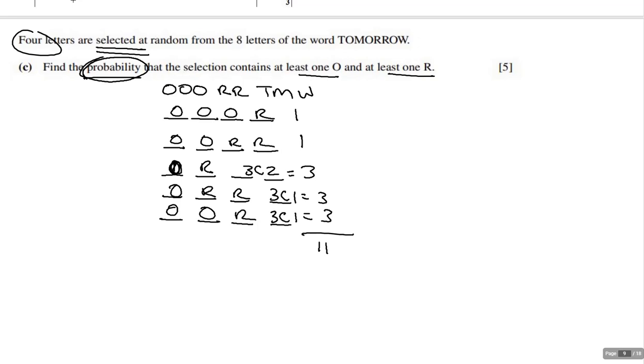Now, the thing is, in this problem, they want to know the probability. Okay? So if I'm going to find the probability, how many letters do I have? I need to find out the number of ways to pick 4 letters from 8. Are you with me on that? Yes. So how would I do that? How would I find out the number of ways to pick 4 letters from 8? 8 choose 4.